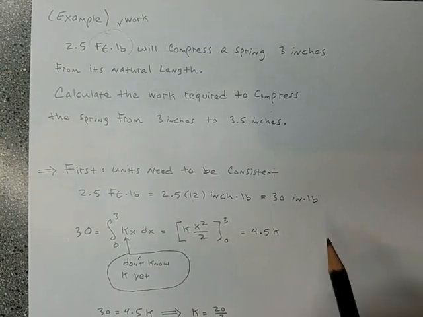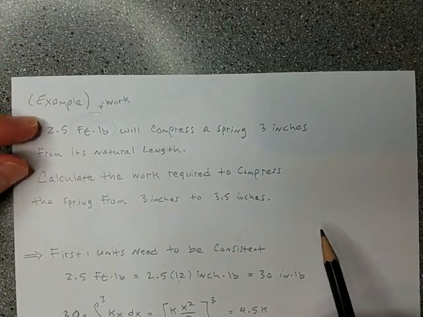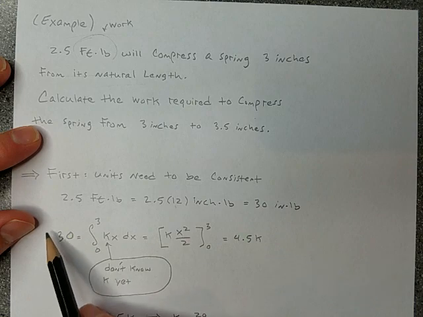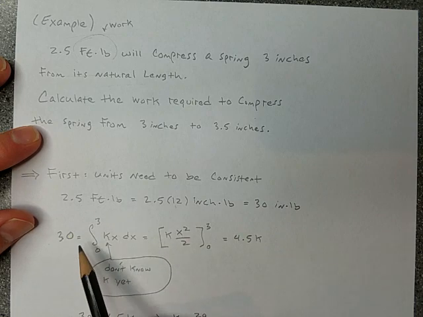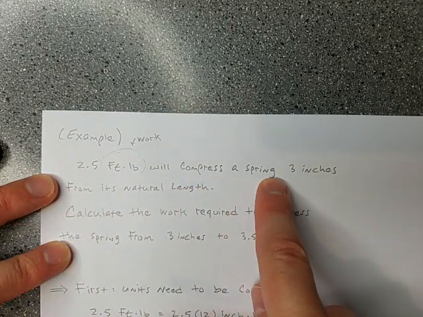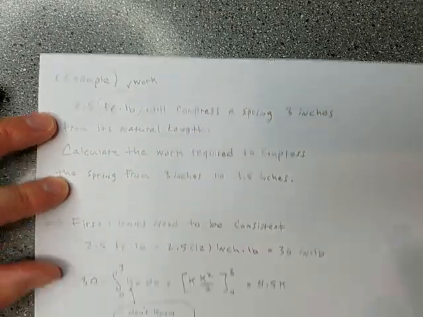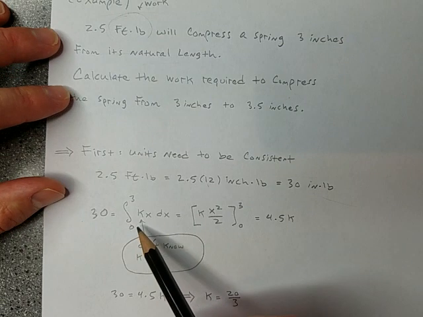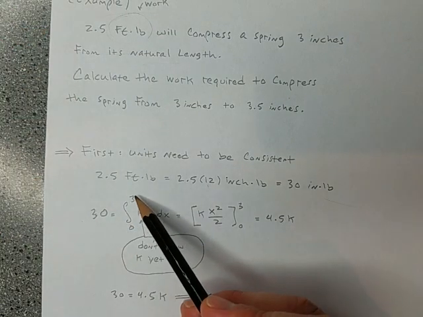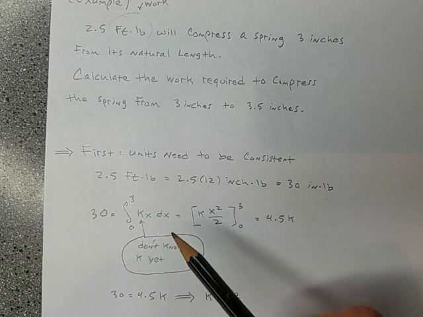Okay, so I put 30. For a minute I thought, oh no, I need to put the work there. So it's 30 inch-pounds. That's the work. Here's our work integral. 30 inch-pounds will compress a spring 3 inches from its natural length. So 0 says we're starting, if you think about the last problem, at the natural length over to 3 inches beyond the natural length.